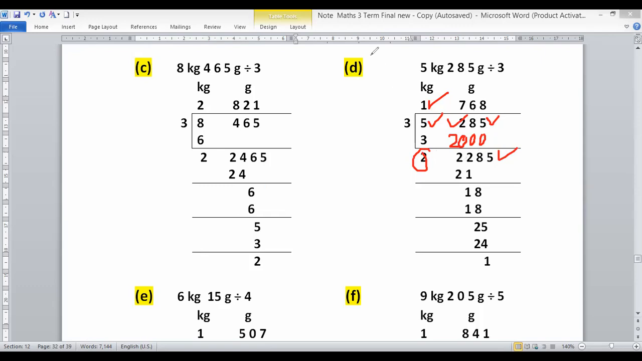You can directly shift these 3 digits here and put 2 in front of this number. Now we will divide 22 by 3. 3 sevens are 21. 22 minus 21 is 1. And after that, we shift 8. 3 sixes are 18. 18 minus 18.